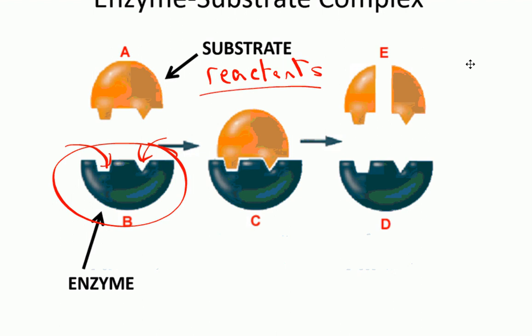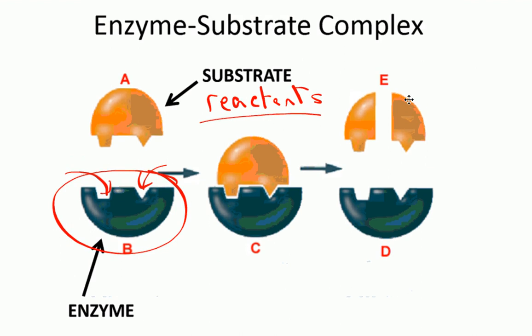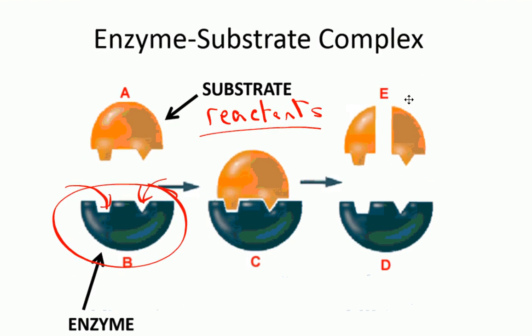It can be one thing that the enzyme is breaking into, like you see in this reaction, or it can be two things that the enzyme is actually joining together. And when the enzyme and the substrate join together, this is called the enzyme substrate complex.